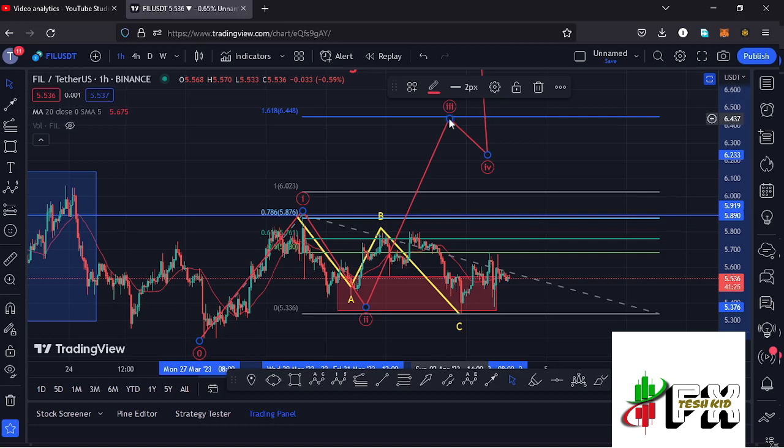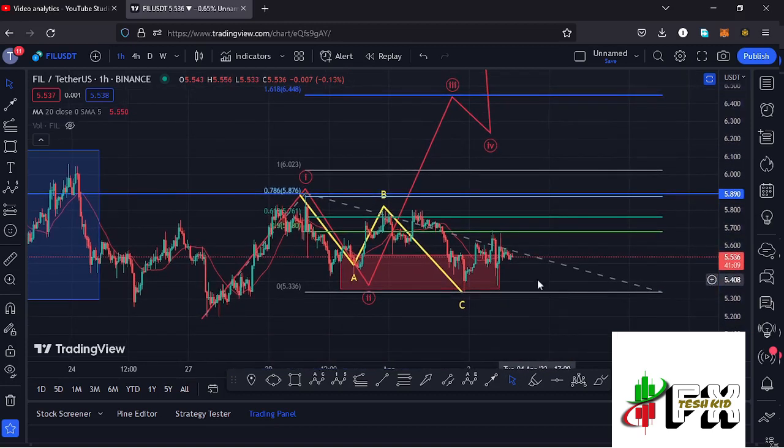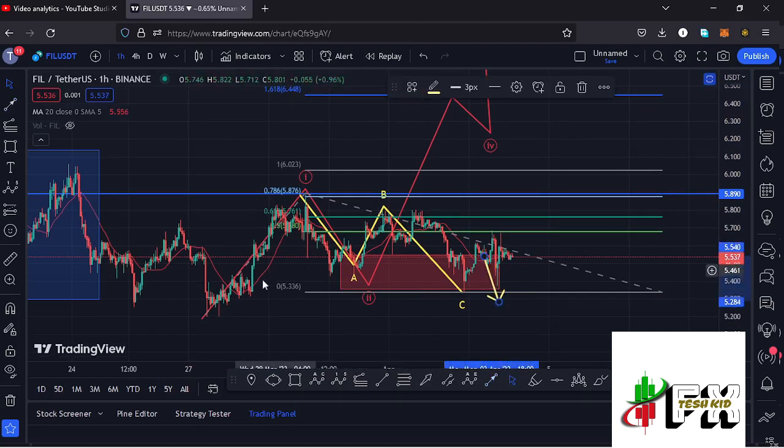And as long as we are holding between the fib level 0.5 and the fib level 0.78, then I believe Filecoin is finally going to give us that pump in the formation of that wave 3. But in case we lose that target area, then there are high chances of coming up with an alternative scenario here on the Filecoin chart, because a break out of the target area would be suggesting an invalidation of this Elliott wave structure right here.